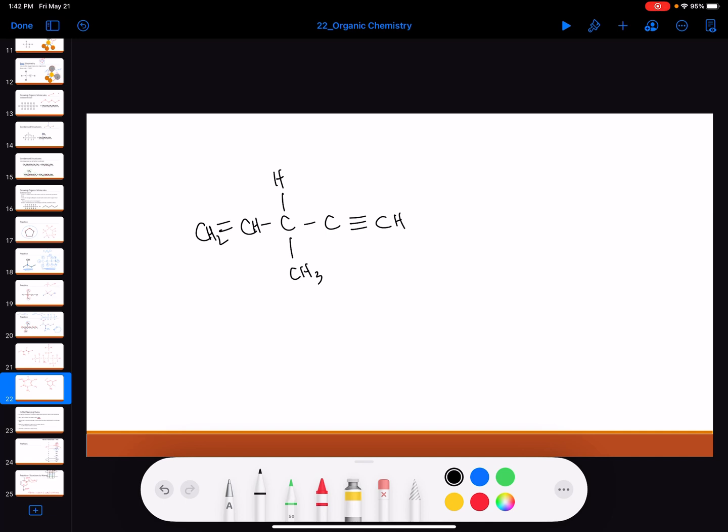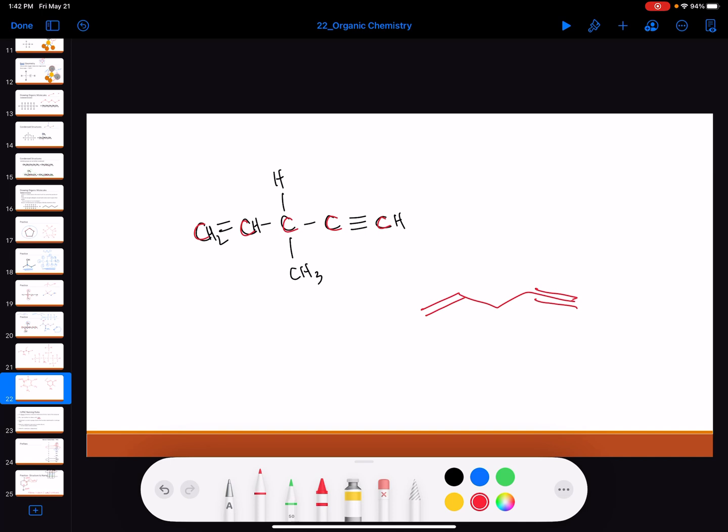All right, so there's our molecule. What I would do is say, okay, I've got 1, 2, 3, 4, 5 carbons in a row. 1, 2, 3, 4, 5. Looks like that first one has a double bond, so let's go ahead and put a double bond there. Looks like the last one on the far right has a triple bond, so let's go ahead and put a triple bond there.